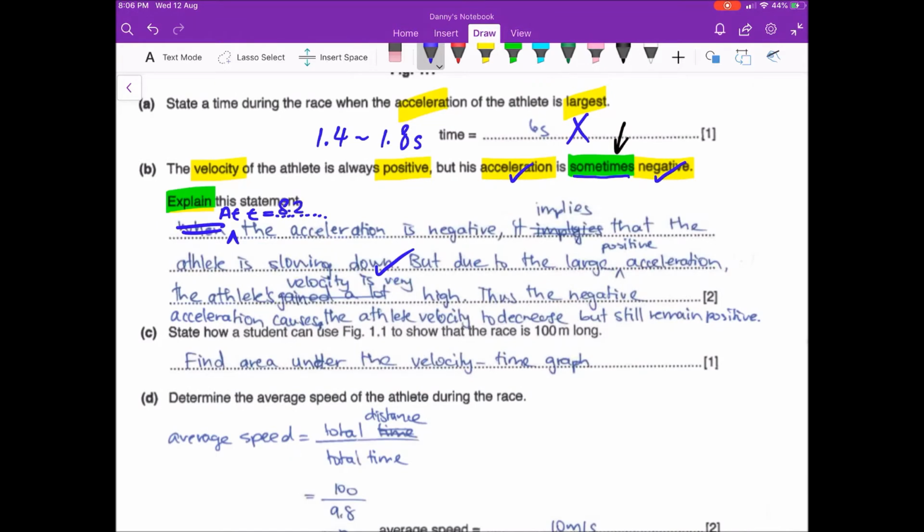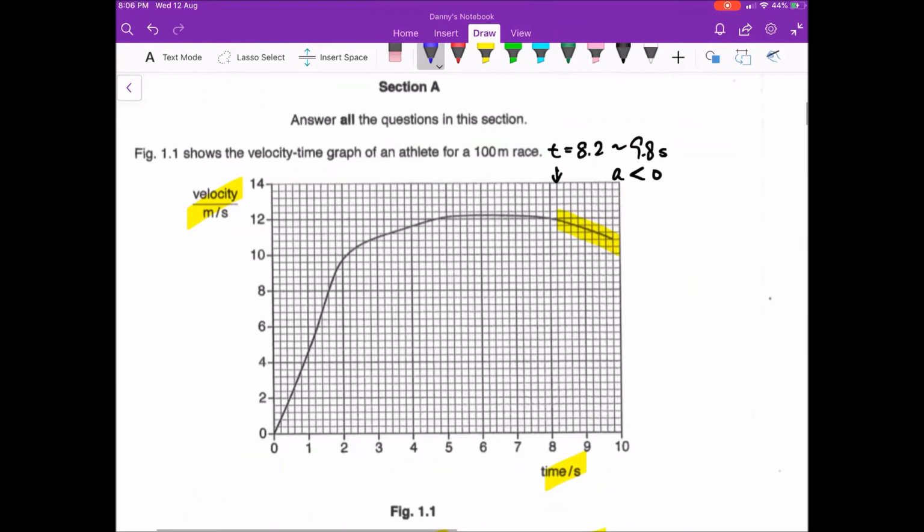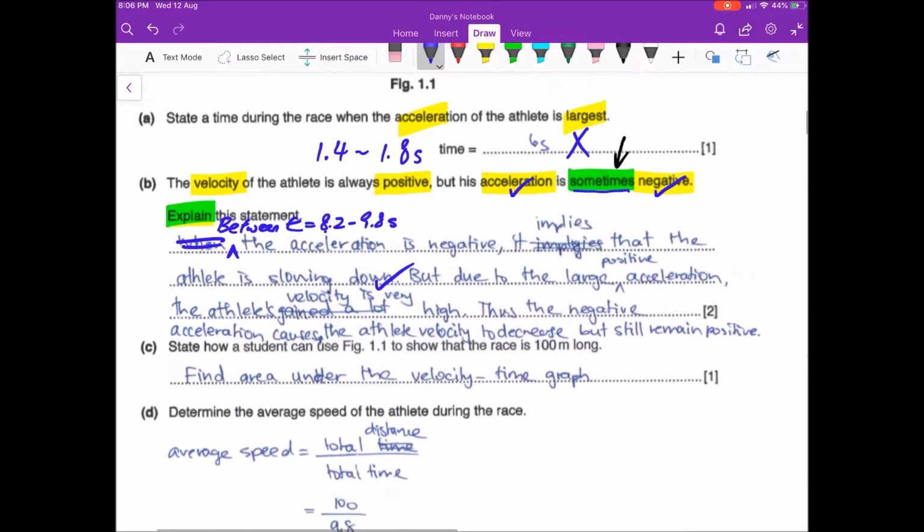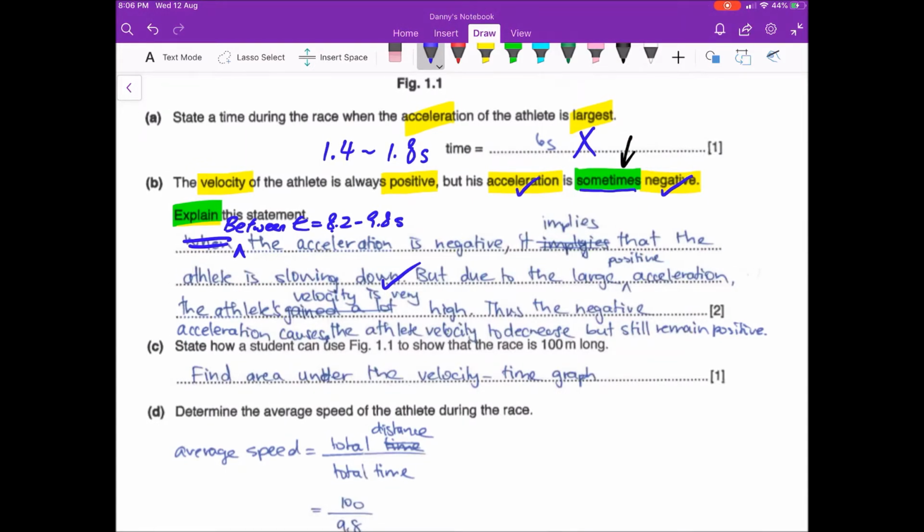So you can say between, instead of at. It will be better if you use the word between, right? Time equals 8.2 to 9.8 seconds. Remember, always with unit. Acceleration negative, and so on. Okay, so it will be 1 mark over here, but because the student didn't put in the time, I guess this one is half a mark, and then finally what negative acceleration means is another half a mark.